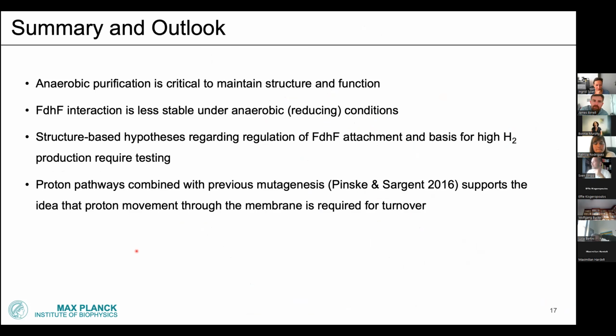So with that, I would like to quickly summarize. We note that anaerobic purification is very important to both the structure and the function, but unfortunately under reducing and anaerobic conditions, the FDH-F interaction seems to be less strong. We've generated a few structure-based hypotheses related to how the FDH-F attachment may be regulated and the basis for the higher hydrogen production activity. And the proton pathways, although they're not entirely consistent with other members of the complex 1 superfamily, do align very nicely now with previously published data from Frank's lab about the proton movement through those pathways.